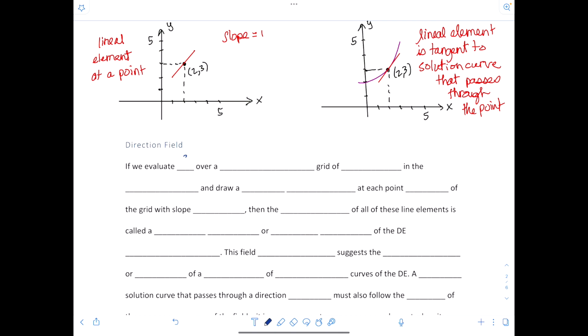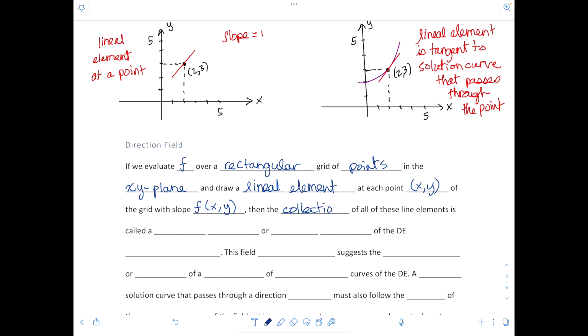All right. So, direction field. If we evaluate f over a rectangular grid of points in the xy plane and draw a lineal element at each point x and y of the grid with the slope f of x and y, then the collection of all these line elements is called a direction field.